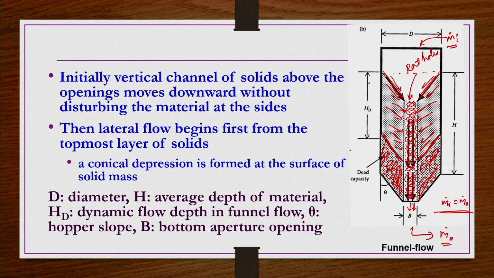So, whatever material is not being disturbed and is staying there as a stagnant layer, that is known as the dead capacity. That is the material that is going to flow out last. Though this material entered the container at the beginning, it goes out last, only after all the material has been drawn from the top. So, this is what is known as funnel flow.